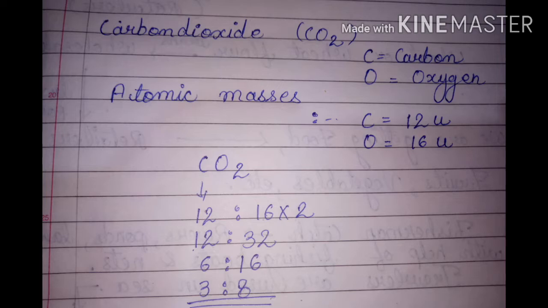Similarly, we'll take a different example: carbon dioxide. Carbon's atomic mass is 12 and oxygen's atomic mass is 16. When oxygen combines as two atoms, 16 multiplied by 2 gives 32. So 12:32. After cancelling, we get 3:8. So the fixed proportion of carbon dioxide is 3:8.